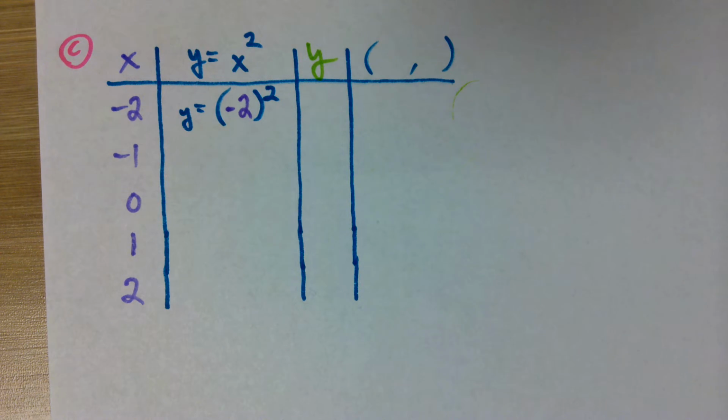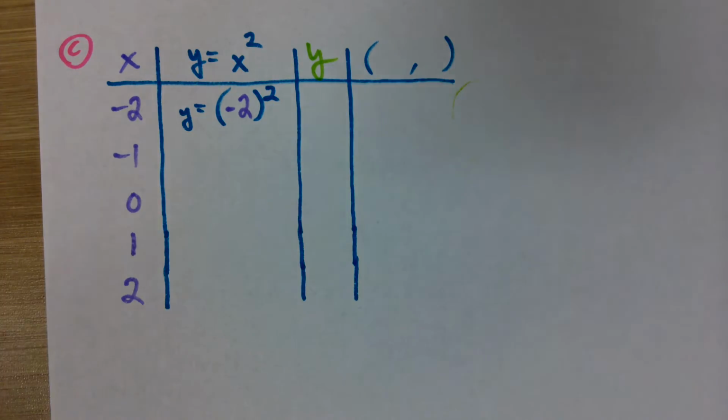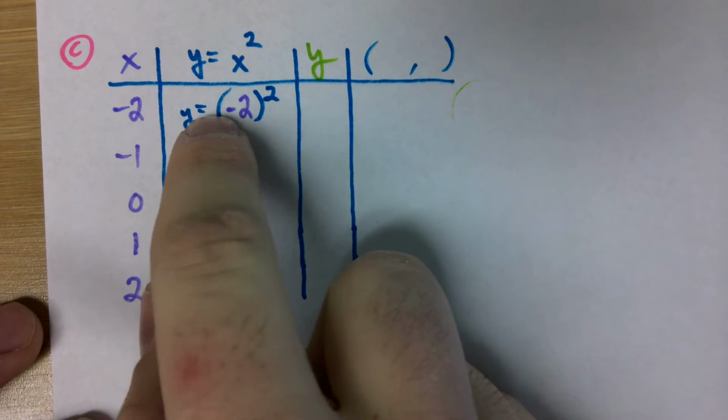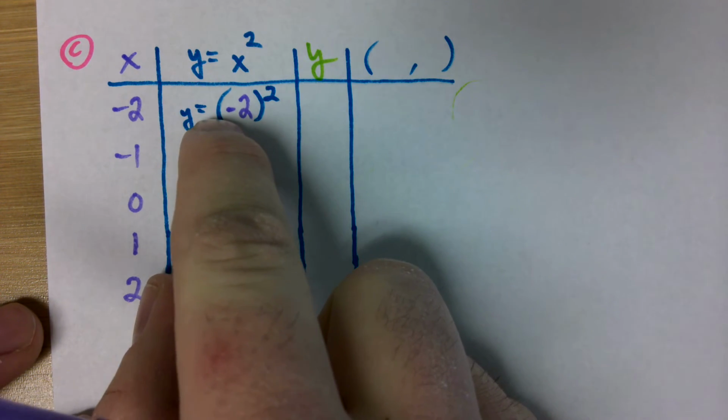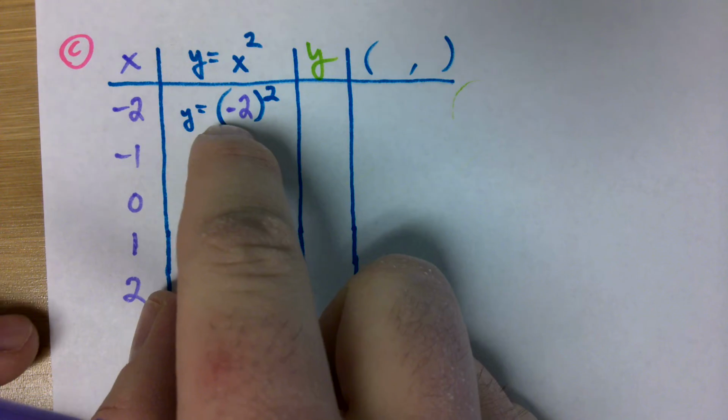Now, negative 2 squared. What does that mean? Are we adding 2 to negative 2? No. Are we multiplying negative 2 by 2? No. What are we actually doing when we see this, Noah? Multiply negative 2 by itself twice. That's right. We're multiplying negative 2 by itself. That's what this exponent means. It's not negative 2 times 2. It's negative 2 times negative 2. Right?